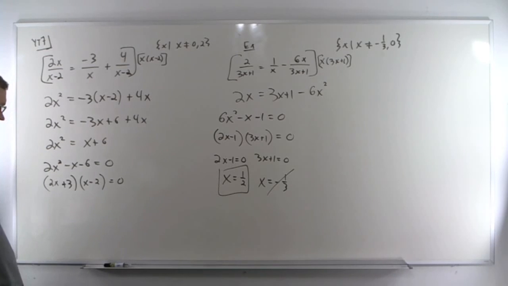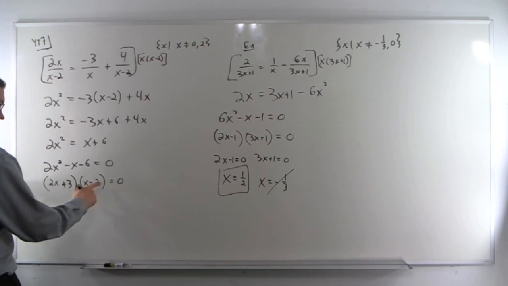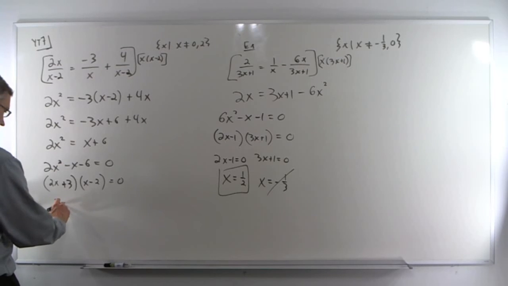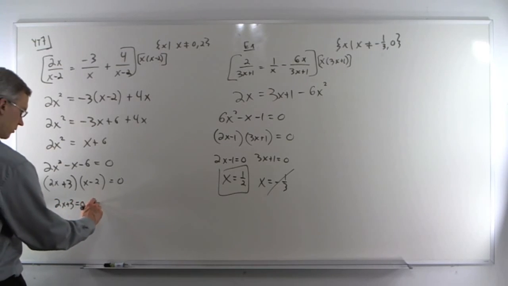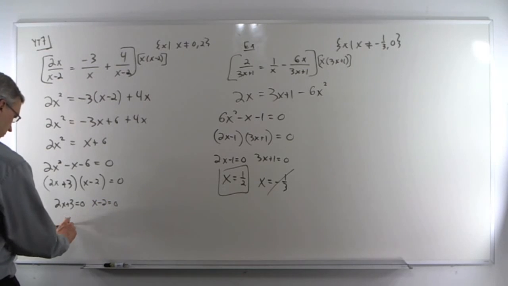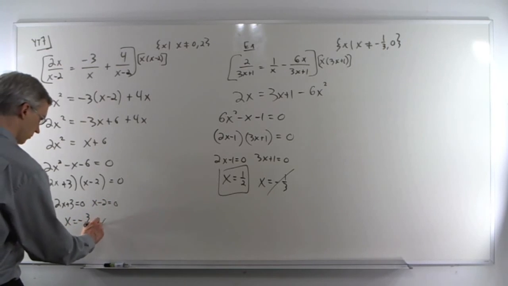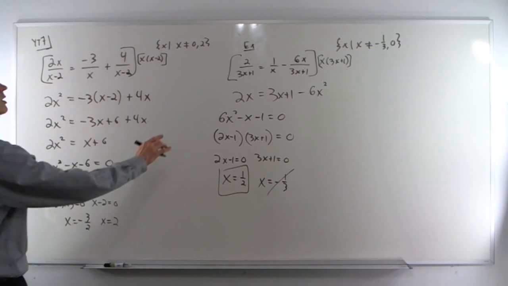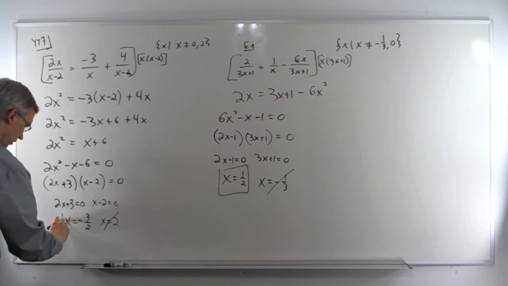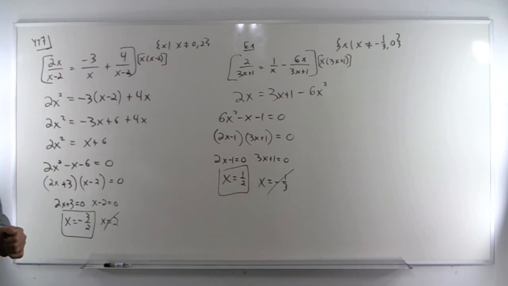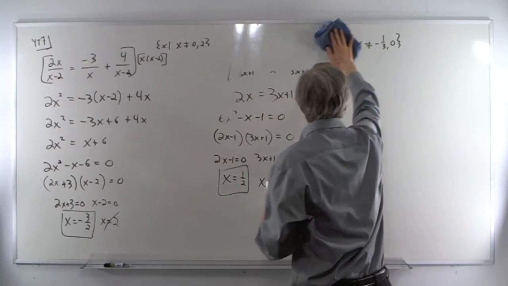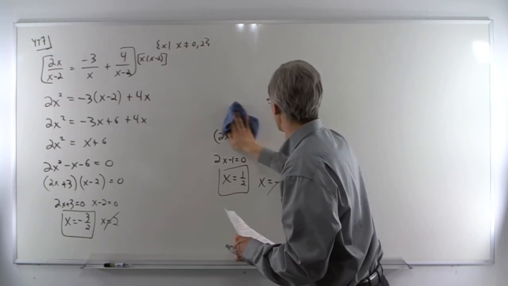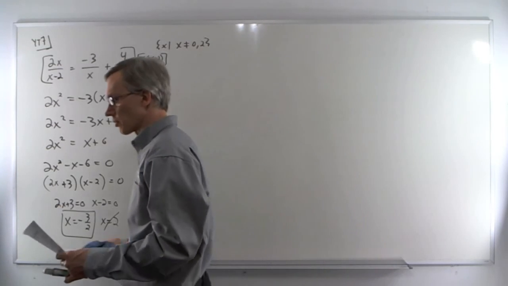All right, so that factors into 2x plus 3 times x minus 2, setting each of these individually equal to 0. We get x equals negative 3/2 and x equals 2. 2 is excluded, so we get rid of that one. Only solution is x equals negative 3/2. Now some of these require quite a bit of factoring.